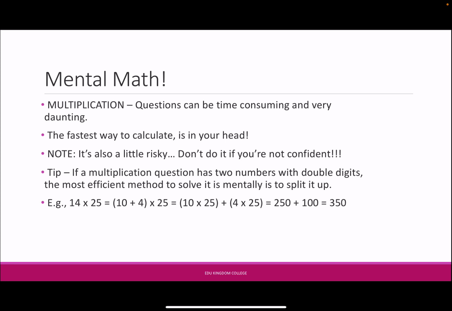For this test, I've specified doing it with double digits and also square numbers. The most efficient way to do this with double digits is to split up those digits into tens and ones. You can see in the example here, I split up 14 into 10 and 4, and then multiplied it by 25. So 10 times 25 and then 4 times 25 should give you 250 plus 100. In a way, it's making the math simpler so you can do it in your head.